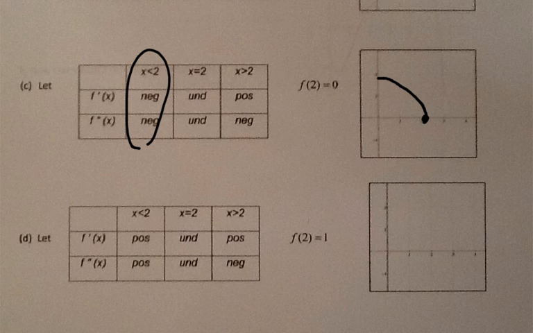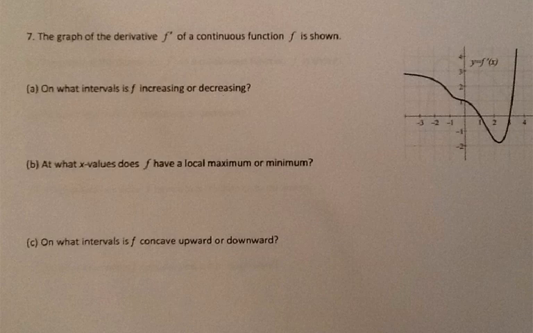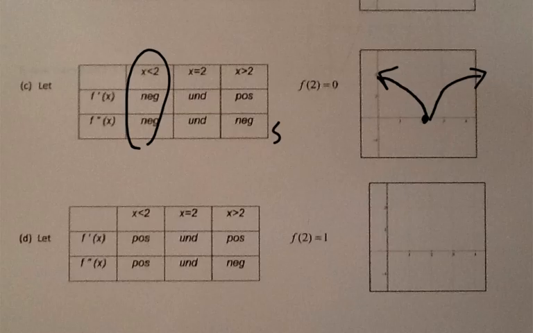Then I'm undefined at x equals 2 again, so I'm thinking this should be a sharp corner at the cusp in the graph. X is greater than 2, I have a positive first derivative, that means I'm increasing, and a negative second derivative, which means concave down. So that's going to go up kind of like that. So this one looks kind of like a, oh, what happened? Seagull.